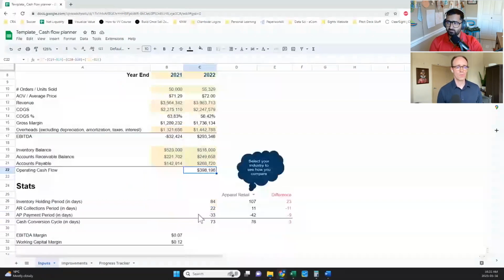In this case, for the fictional brand, their cash conversion cycle is 73 days. What that effectively means is you need to put out $1 in expenses or inventory, and it's 73 days later you get cash, basically. So that's a long time.